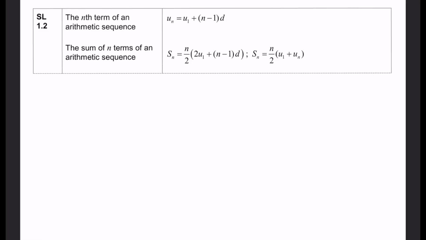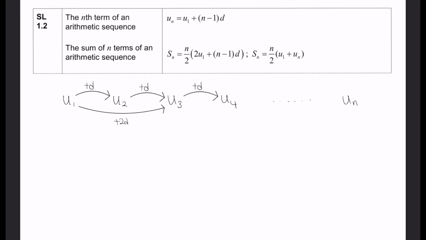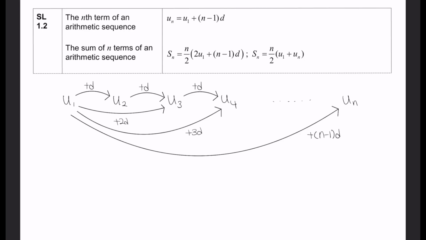The first formula is the formula for the nth term of an arithmetic sequence. We know that an arithmetic sequence is a sequence whose difference of every two successive terms is a constant. If we call the first term of such a sequence u1 and the common difference d, then we can see that un equals u1 plus (n minus 1)d.